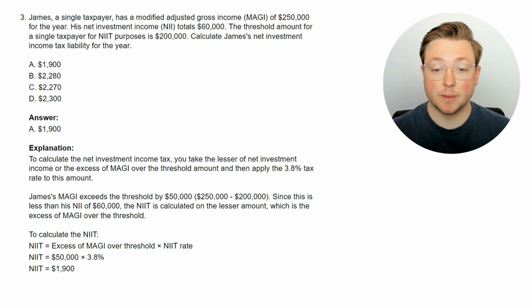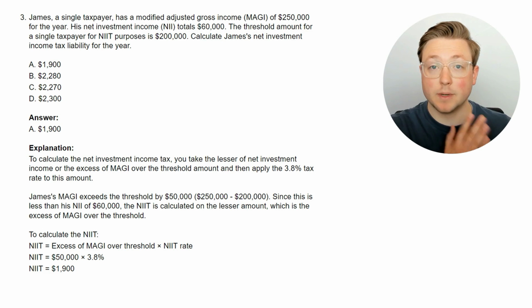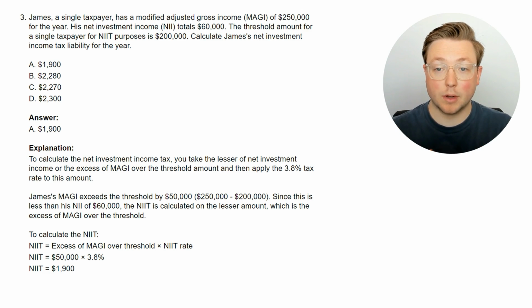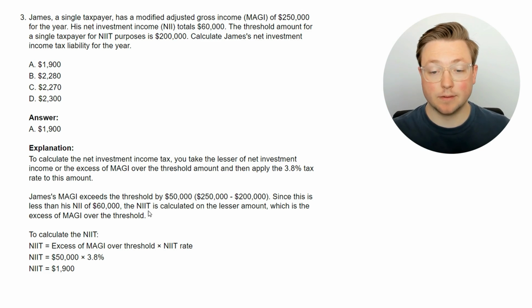So to calculate the net investment income tax, you take the lesser of net investment income or the excess of modified adjusted gross income over the threshold amount and then apply a 3.8% tax rate to this amount. So his MAGI exceeds the threshold by $50,000. And in this question, this threshold is $200,000. And again, that's not the actual threshold, just as an example. And since that $50,000 is less than his actual net investment income of $60,000, we use the $50,000 instead of the $60,000 and then multiply it by 3.8%, giving us the net investment income tax.